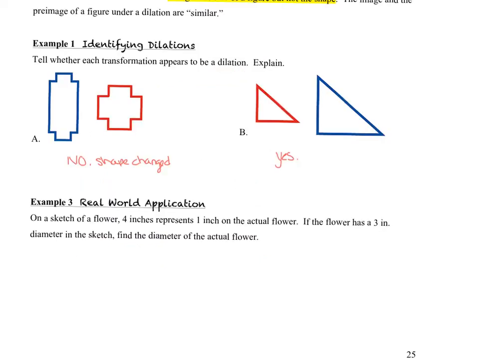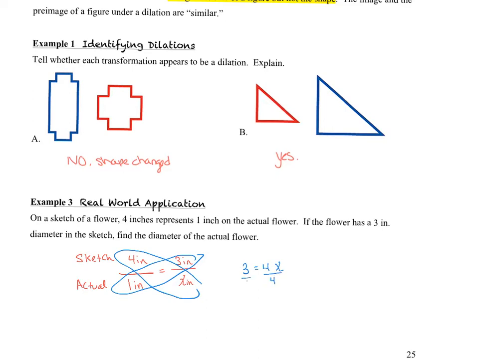On a sketch of a flower, 4 inches represents 1 inch of the actual flower. So for the sketch, 4 inches on the actual flower is 1 inch. If the flower has a 3-inch diameter in the sketch, find the diameter of the actual flower. And so this is a proportion, so we're just going to cross multiply. So 3 equals 4x. Divide both sides by 4. And so x is 3/4 inches.